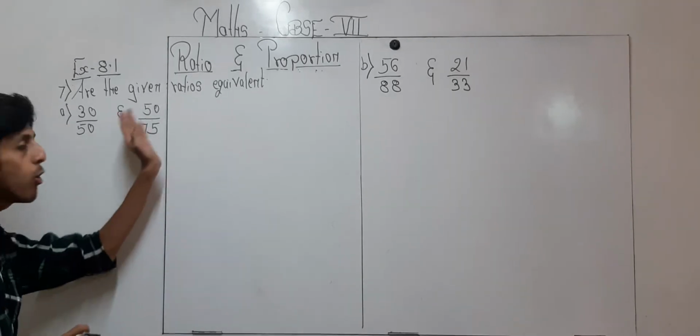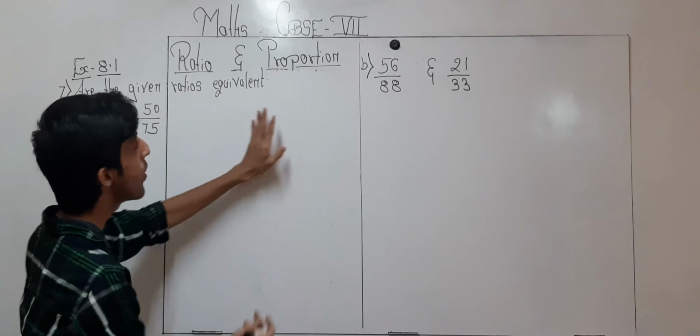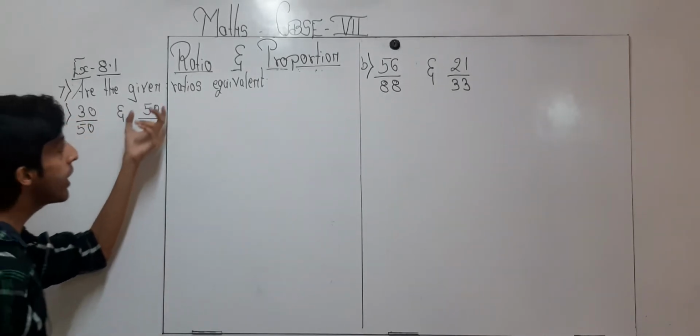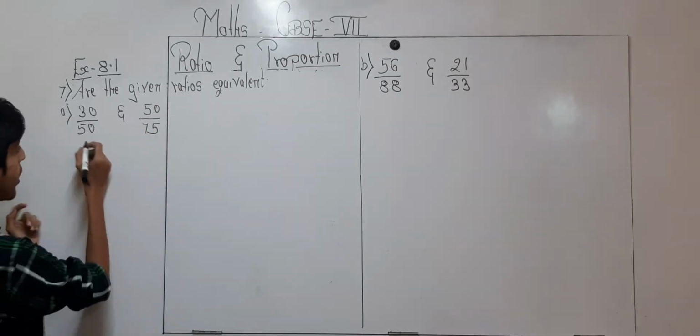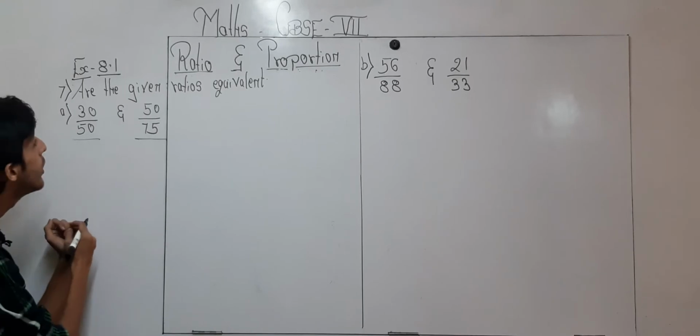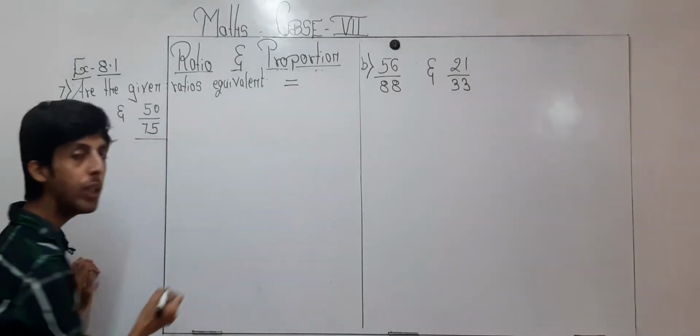Okay, now question number 7. Are the given ratios equivalent or not? We have to find it. The question over here is 30 upon 50 and 50 upon 75. Both are different numbers, so we have to find whether they are equal or not. Equivalent means what? Which sign should be there? That is, the equal to sign should be there among them.